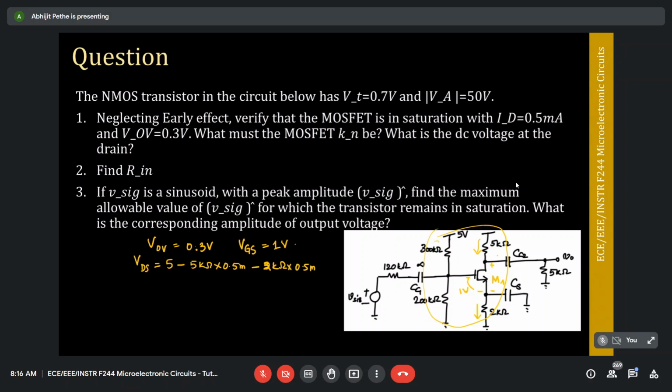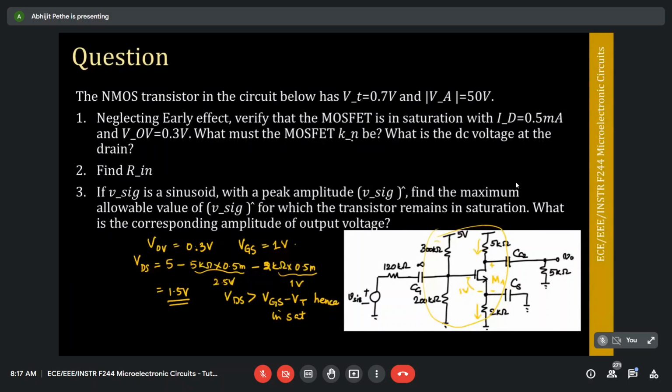So if you look at it, 7 kilo ohms with 0.5 milli flowing through it means this voltage here is 3.5 volts. This voltage here is 1 volt. So 5 minus 3.5 is 1.5 volts. So I have VDS is 1.5 volts and VGS minus VT is 0.3 volts. So is the transistor in saturation or not? It is, right? Because VDS is greater than VGS minus VT. Hence in saturation.